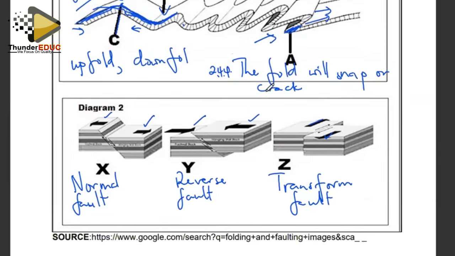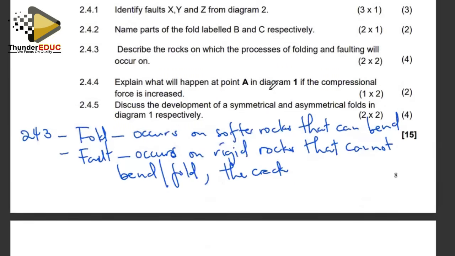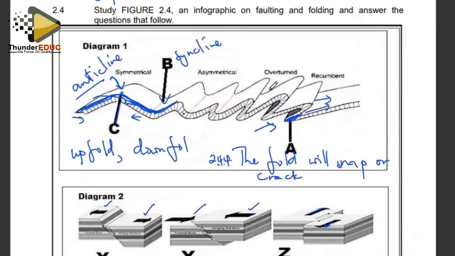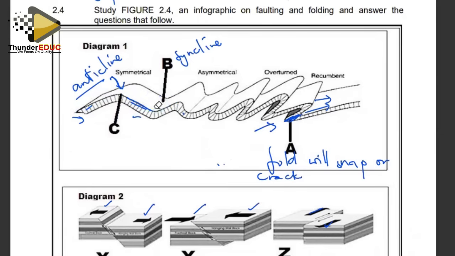forces. Right. Discuss the development of symmetrical and asymmetrical folds in diagram 1, respectively. Right, I'll just use the diagram to explain. A symmetrical fold, what you need to analyze here is just to analyze the amount of force which comes from either side. Then you are done. How those folds form, they form because of compressional force. And in some instances, the compressional force is not balanced. There is more force from one side than the other.